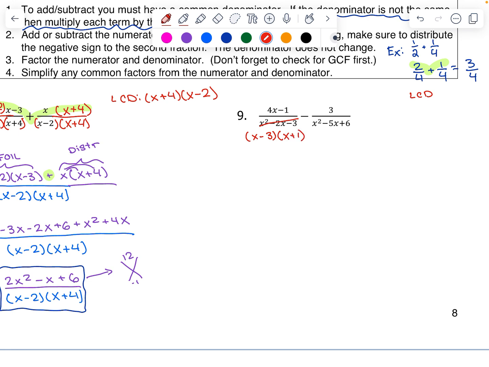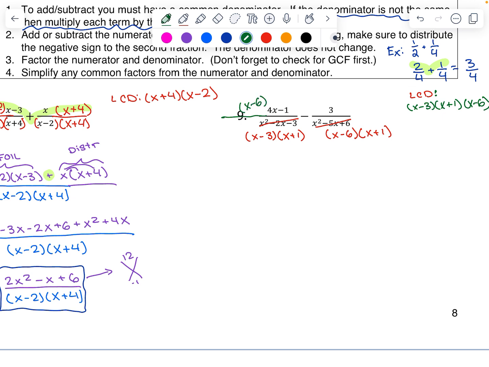What multiplies to negative 3 and adds to negative 2? Negative 3 and 1. The second side, what multiplies to 6 and adds to negative 5? We've got a negative 6 and a positive 1. Okay. So when I see what is missing from this side, let's see, what is the LCD? The LCD is going to be an x minus 3, an x plus 1, and it looks like the other one has an x minus 6. So this one here is missing an x minus 6.